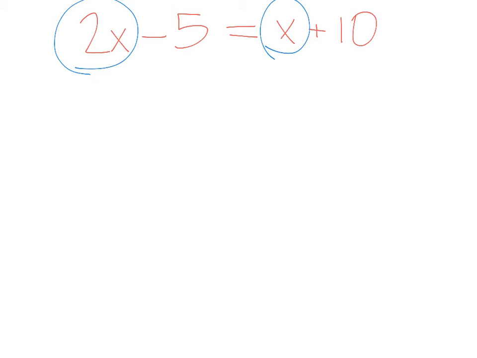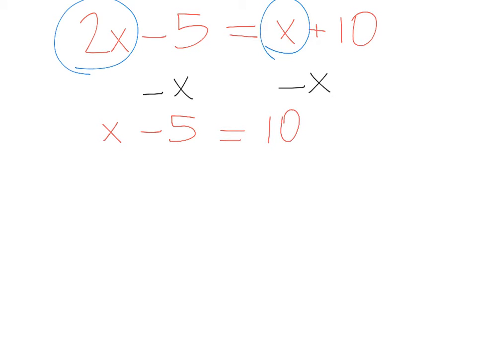So let's see. Take away x, take away x. Now on the left-hand side, I've got 2x take away 1x. Remember, there's an invisible 1 in front of that x. So, which leaves me simply with just x. I haven't done anything to the minus 5, so it stays there, making sure my equal signs are underneath each other. Now on the right-hand side, I've got x take away x, which is nothing, that's gone, but I haven't done anything to the positive 10.